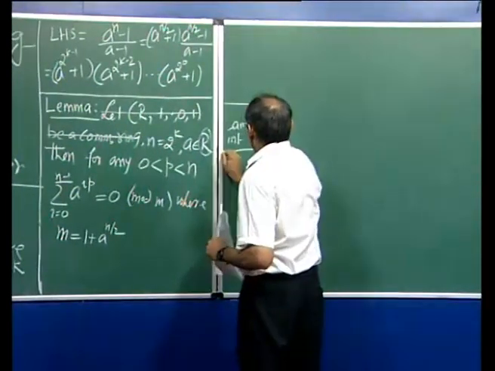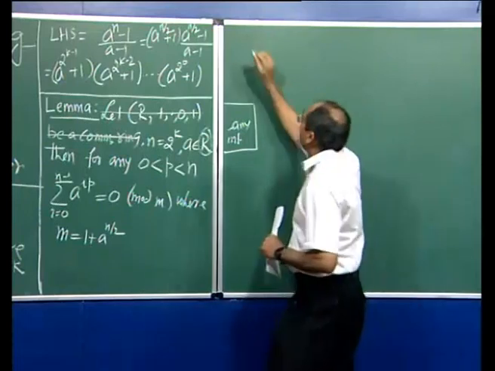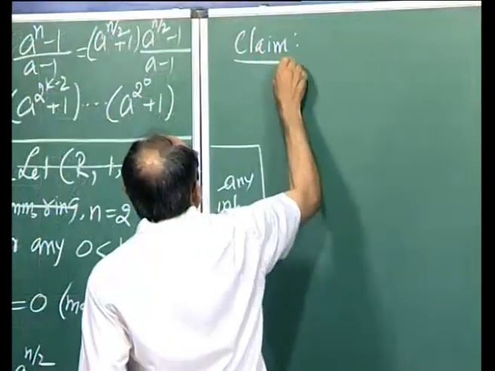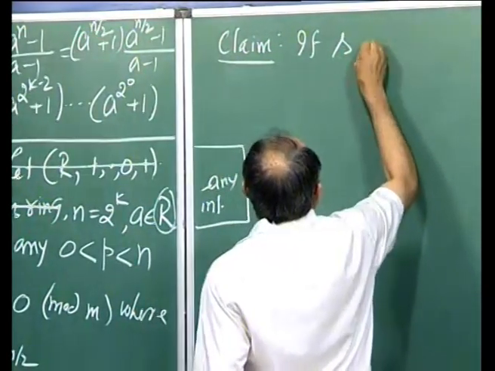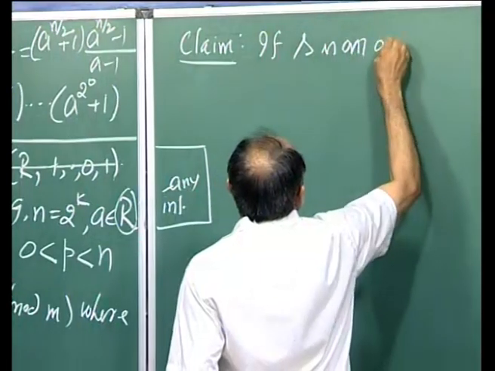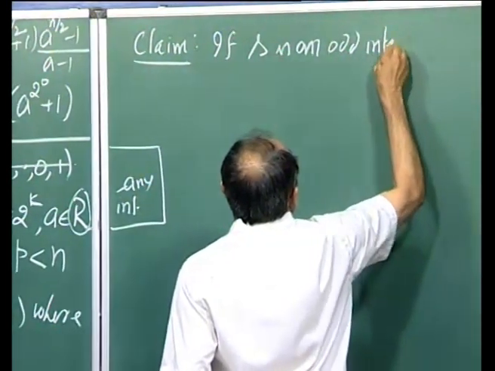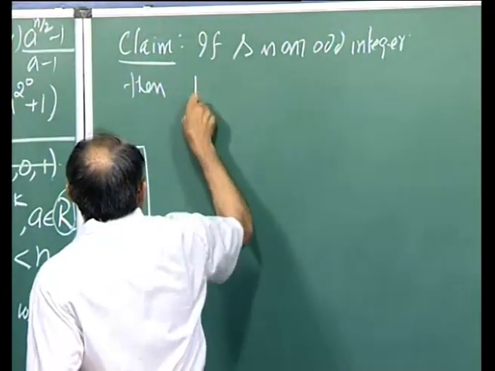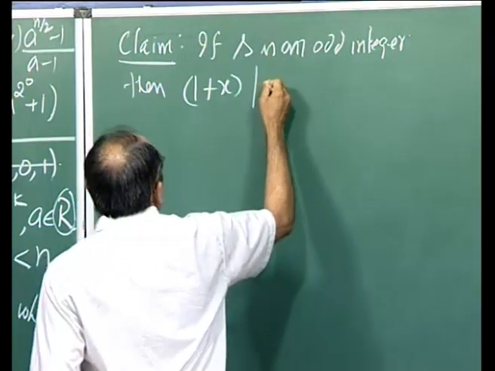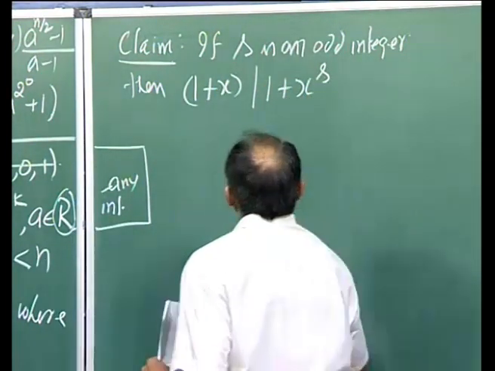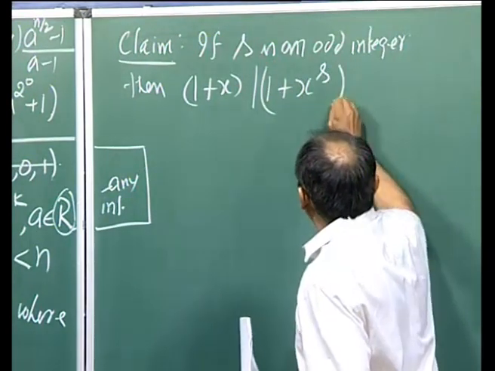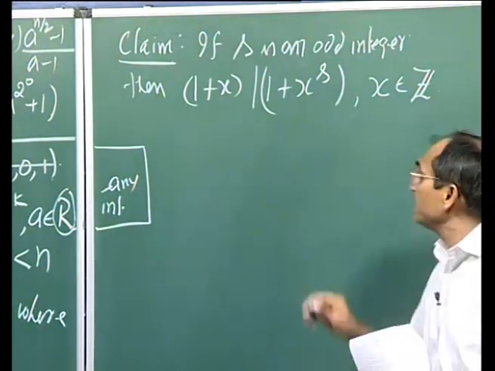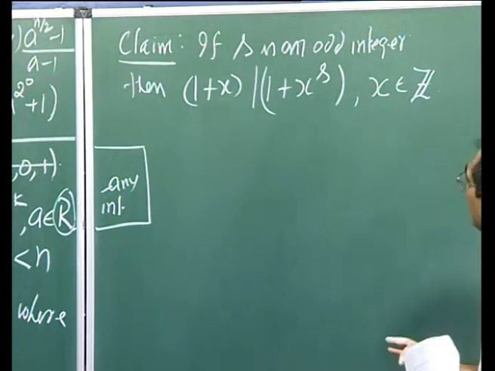Now, let us first establish a small subclaim. If s is an odd integer, then 1 plus x divides 1 plus x to the power s, for any x belonging to the set of integers.